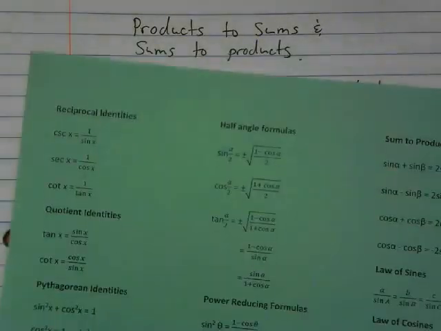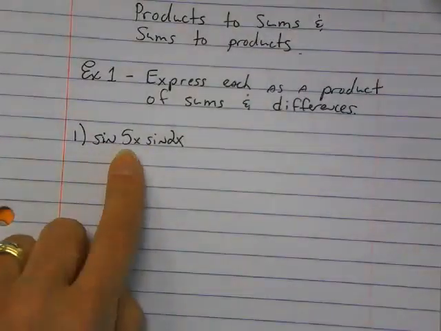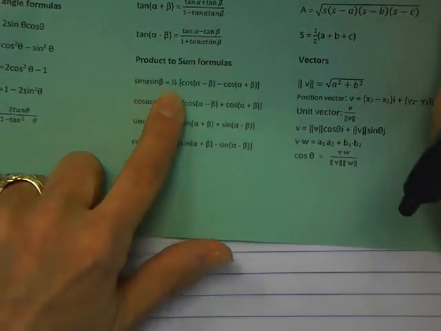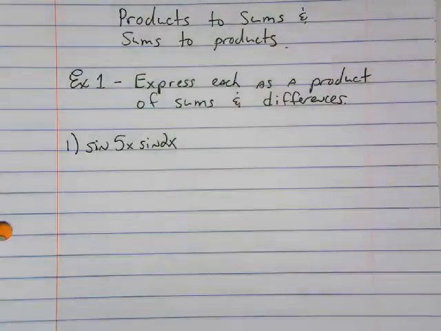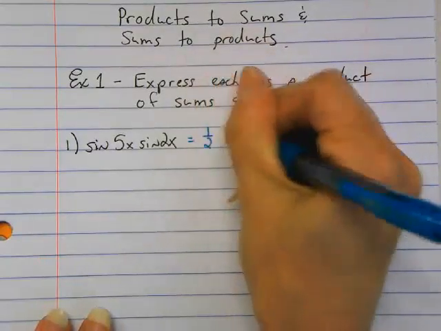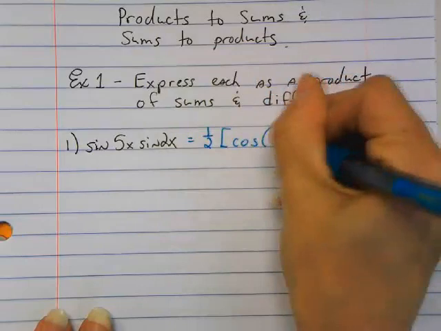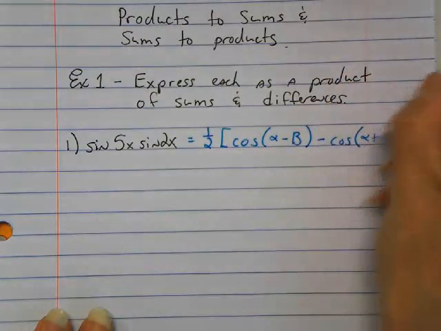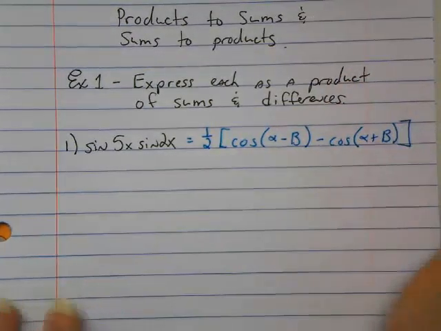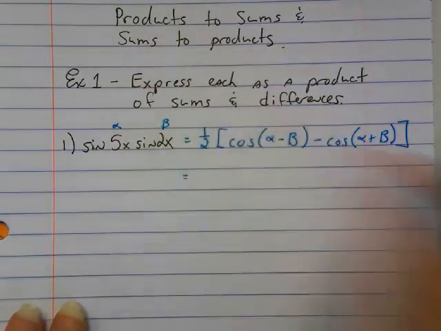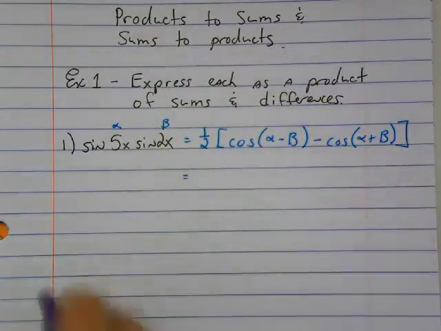Alrighty? So what we need to do is we need to see what formula that matches. So I'm looking for sine something times sine something. So sine times sine, oh here it is. So the formula I need is, and I always like to write the formula down, 1/2 cosine alpha minus beta minus cosine alpha plus beta. And if you remember, this is your alpha, this is your beta. So let's go ahead and plug in what we know.